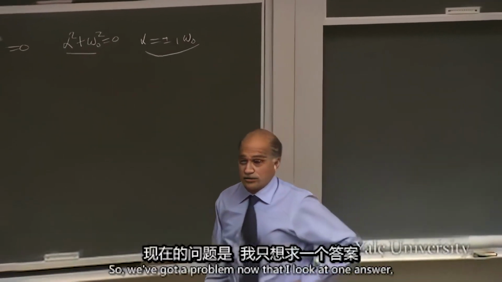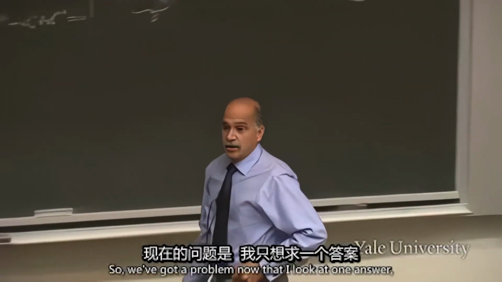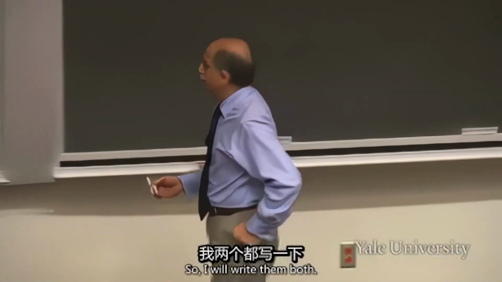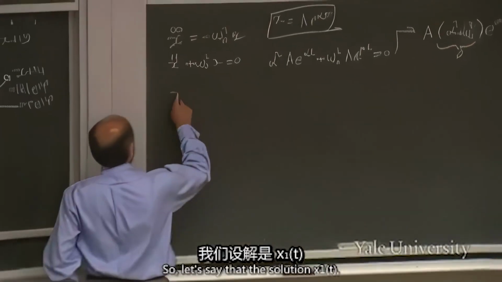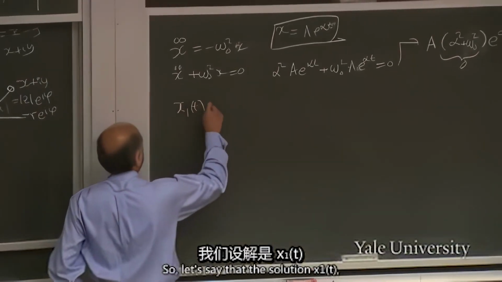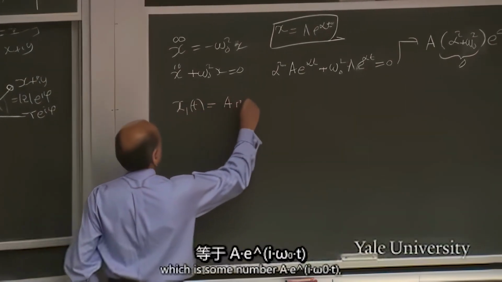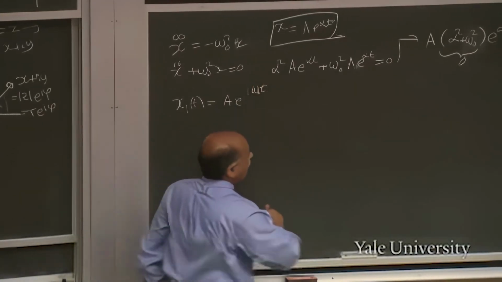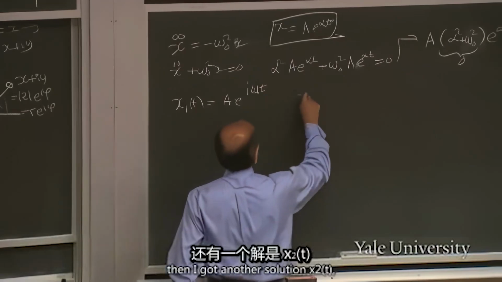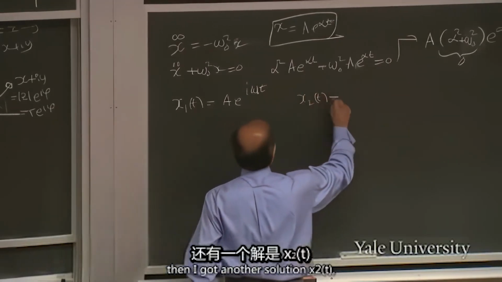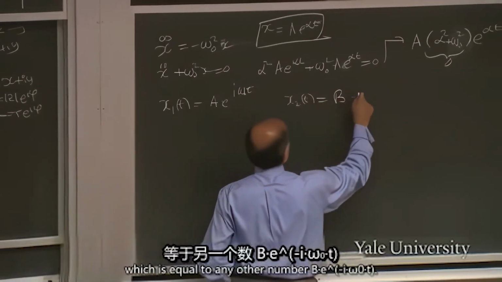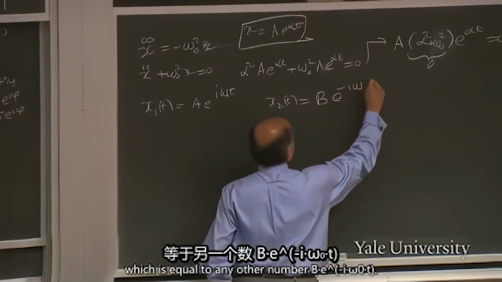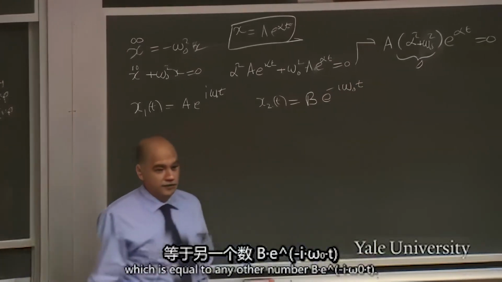So we got a problem now that I look for one answer, I got two. So I will write them both. So let's say that's the solution x1 of t, which is some number A e to the i omega 0 t. Then I got another solution x2 of t, which is equal to any other number B e to the minus i omega 0 t.